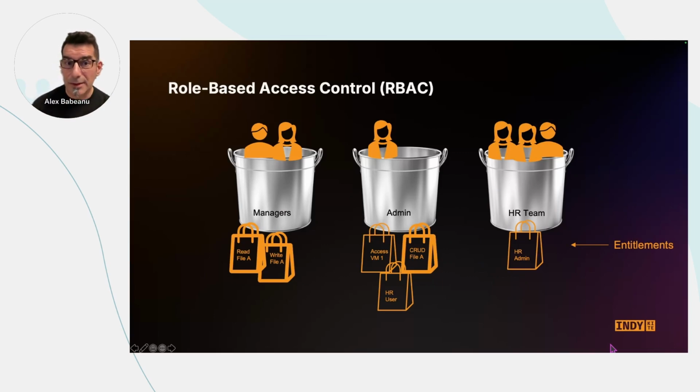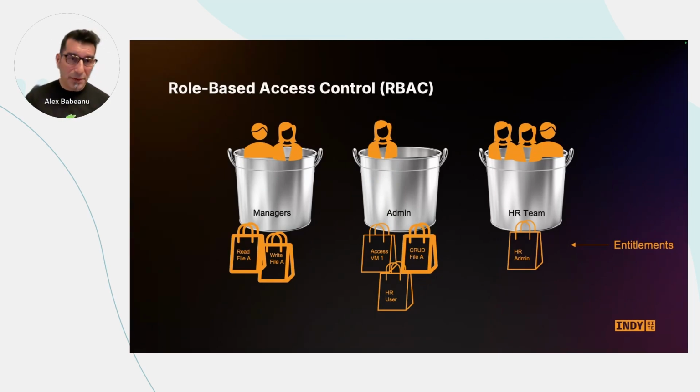Entitlements are access rights granted onto resources to these buckets. For example, all the managers will have read and write access to file A, as in this example here. Or administrators will have CRUD access on file A and will be able to access a VM. The HR team will have HR admin access to an HR application, for example. Great, sounds great, actually. Simplify things.